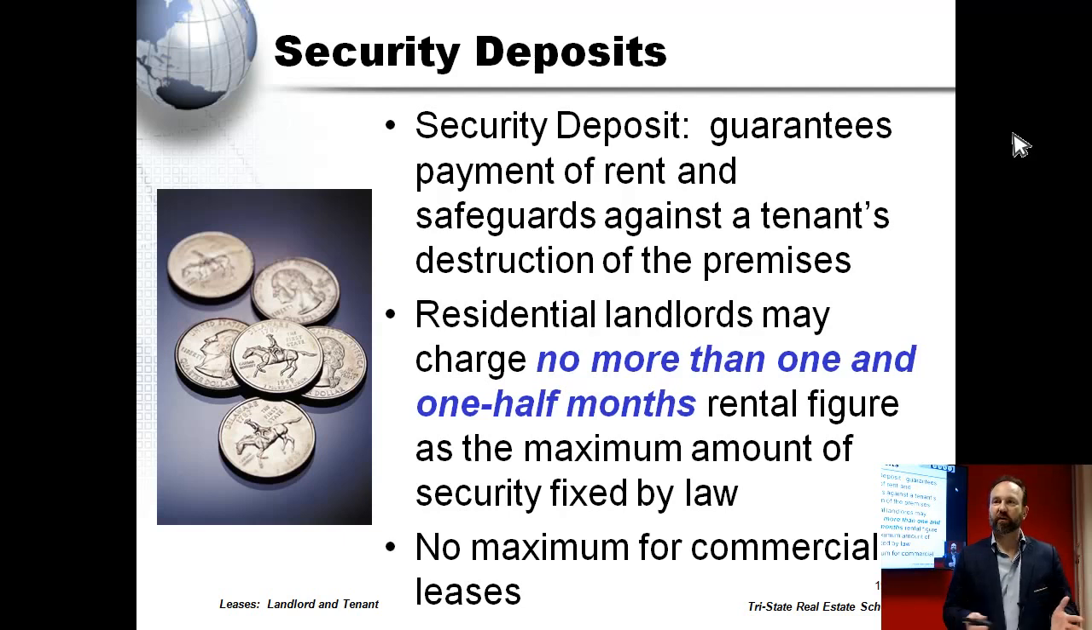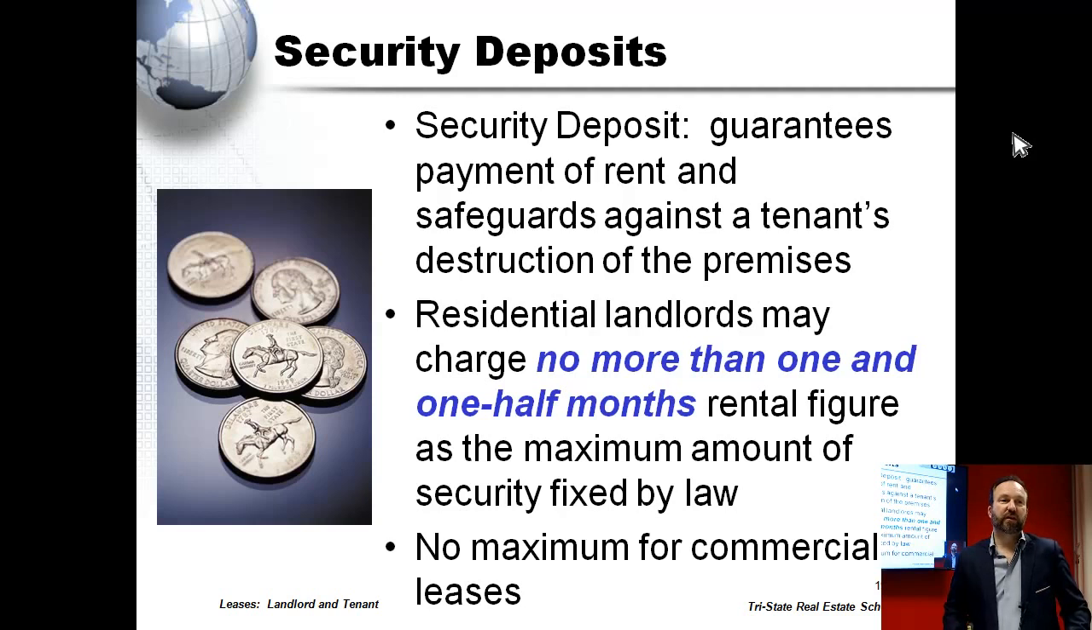All right, so we had a spoiler alert. We're on security deposits. Okay? Security deposit guarantees the payment of rent and it safeguards against the tenant's destruction of the premises. Now, it safeguards or guarantees payment of the rent. Well, it does if you go into court and ask for the money to be applied to past due rent. Okay, that's what it's there for. It's also there for if the tenant destroys the property or just creates a mess. Okay, but again, you have to give them accounting within 30 days of where the money's being applied.